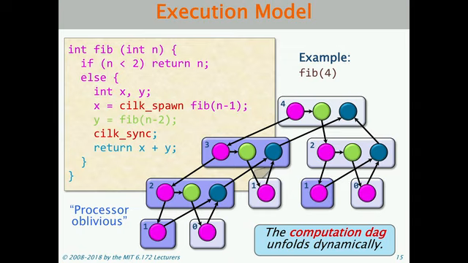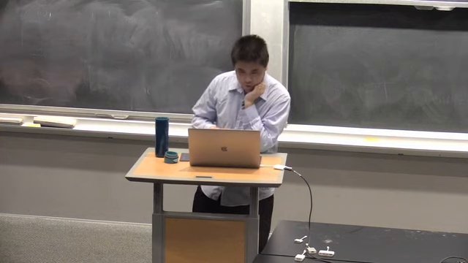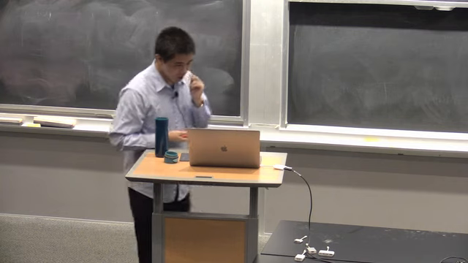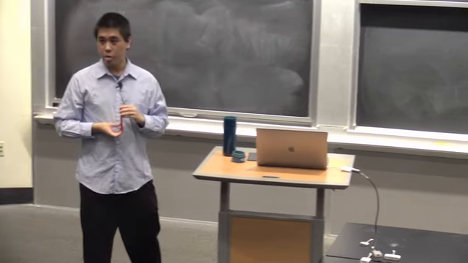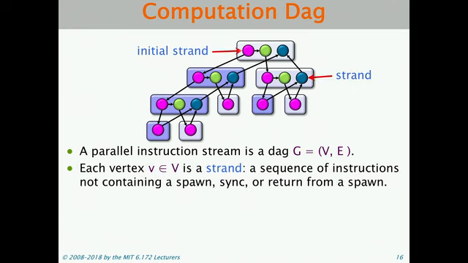Any questions on this example? I'm actually going to formally define some terms on the next slide so that we can formalize the notion of a computation DAG. So DAG stands for directed acyclic graph, and this is a directed acyclic graph, so we call it a computation DAG. So a parallel instruction stream is a DAG G with vertices V and edges E. And each vertex in this DAG corresponds to a strand.